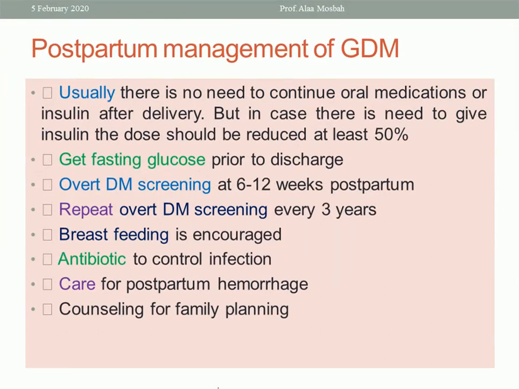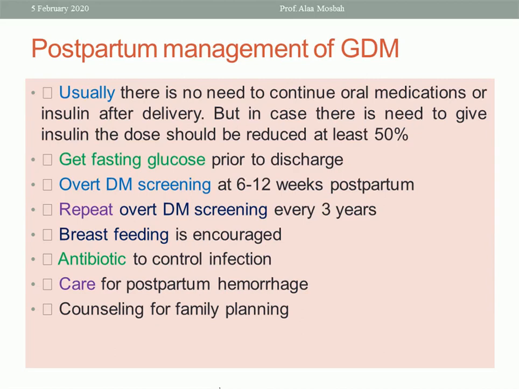What about the postpartum management? Usually there is no need to continue oral medications or insulin after delivery, but in case there is need to give insulin, the dose should be reduced at least 50%. Get fasting glucose prior to discharge, and overt diabetes mellitus screening at 6 to 12 weeks postpartum. Repeat overt diabetes mellitus screening every 3 years because the patient is at high risk to develop diabetes. Breastfeeding is encouraged. Antibiotic to control infection.